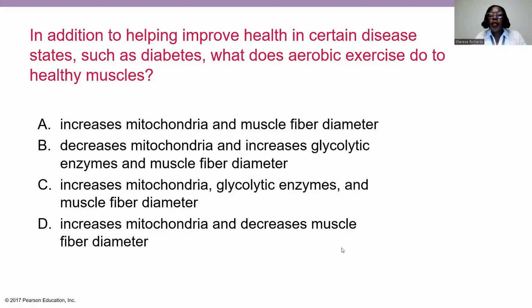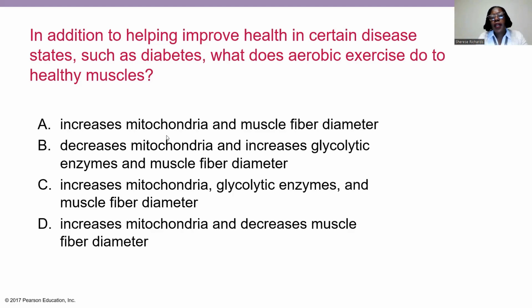In addition to helping improve health in certain disease states, such as diabetes, what does aerobic exercise do to healthy muscles? Okay, so we had a few different responses here. The responses were sort of split. Majority for A. A says increases mitochondria and muscle fiber diameter. Now, right away, those two things are conflicting, right?